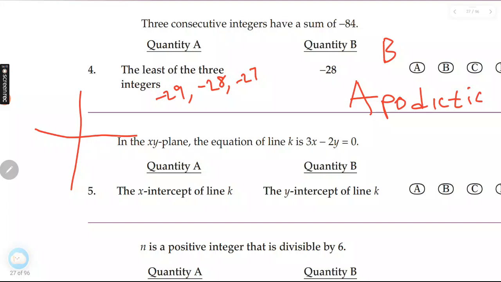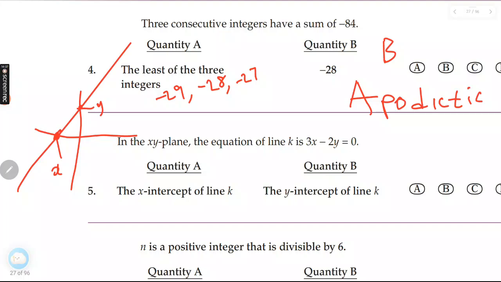If you have this, let's just include the line. We draw a line. The x-intercept of this line is here. At that point, y is 0. The y-intercept is here. At the y-intercept, x is 0. Okay, so that's one way to solve this.